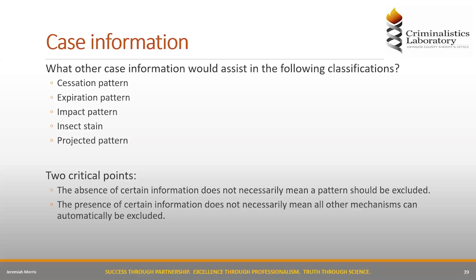But if I have the presence of certain information, that does not mean that all other mechanisms can be automatically excluded. So let's say I have spatter stains, and I do have documentation in the autopsy report that the jugular or the carotid was severed. Well, that doesn't mean, okay, all spatter patterns now are going to be projected patterns. No, it means I have to, at minimum, include projected as a possibility. But that does not mean that I have to call everything a projected pattern. It may very well be that we have spatter stains within the scene that were created by entirely different mechanisms. Projected simply must be included because of that case information.